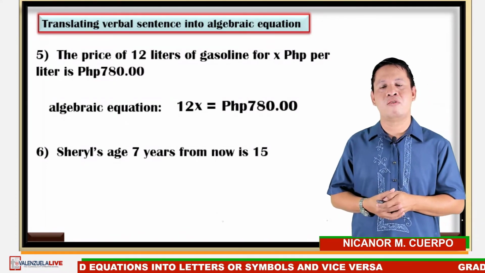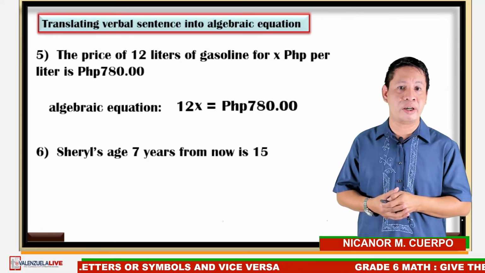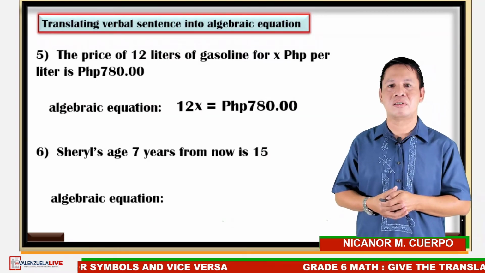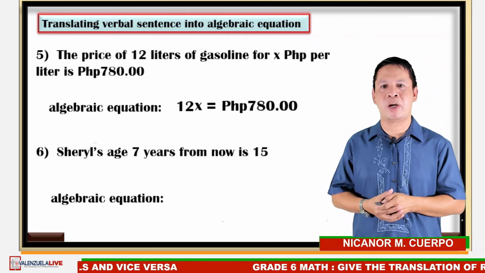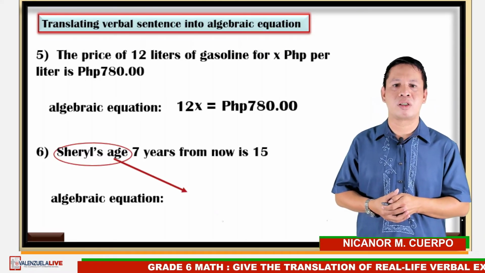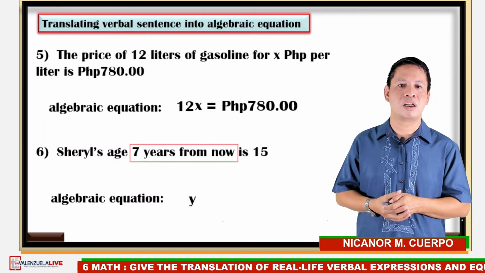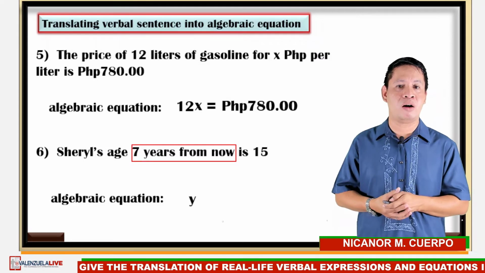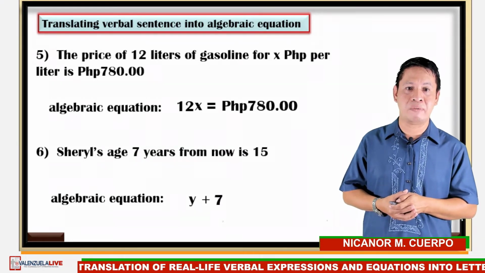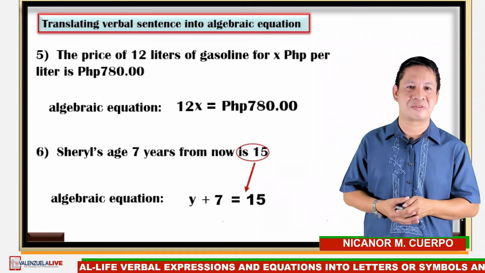Now, for number 6, Cheryl's age 7 years from now is 15. So the correct algebraic expression: Cheryl's age will be represented by a variable y. Then 7 years from now means plus 7, is equal to 15. Okay?